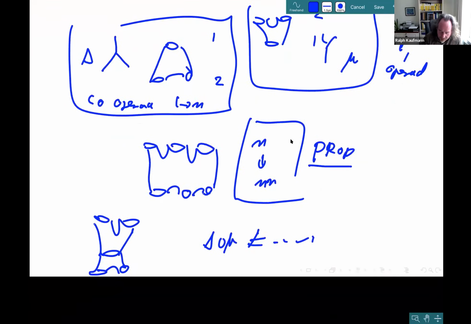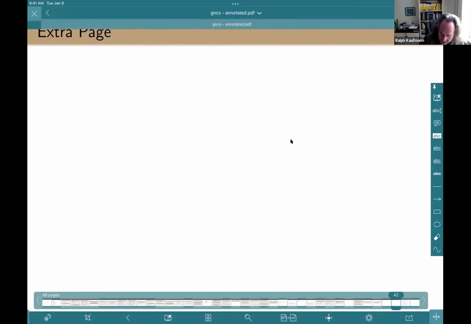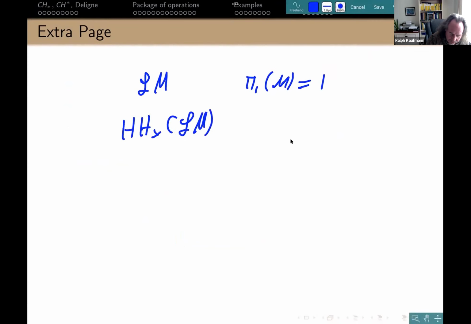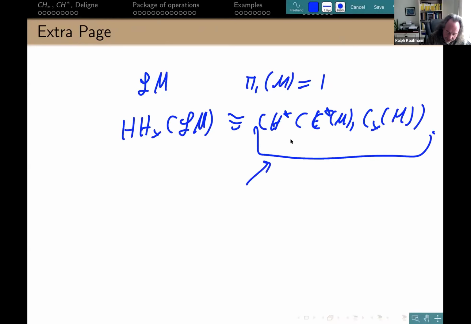I think I said this very fast, so maybe I should say this on the next page. What I mean by string topology is that if you have the loop space of a manifold M with pi1 of M equal to 1, then there's a nice theorem which tells you that the homology of the loop space is isomorphic to the Hochschild cohomology of the chains on M with coefficients in the cochains on M. And this is where the algebraic string topology comes from.